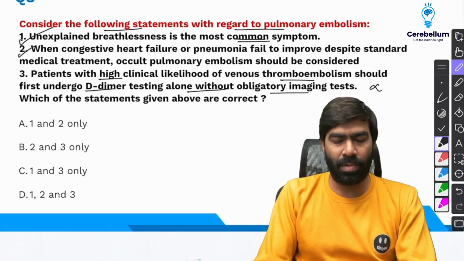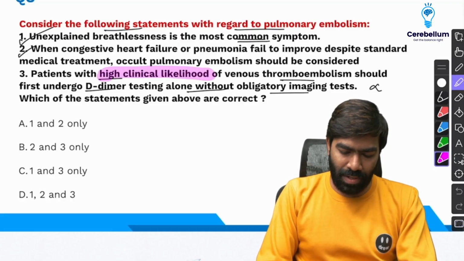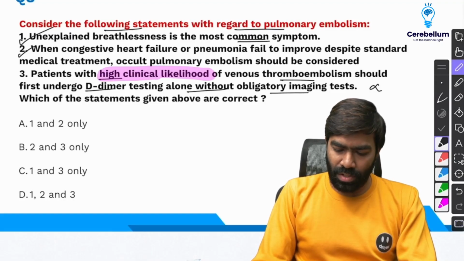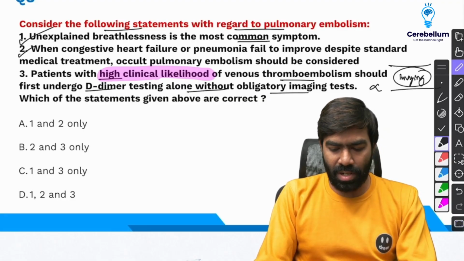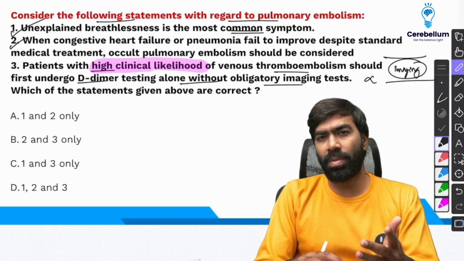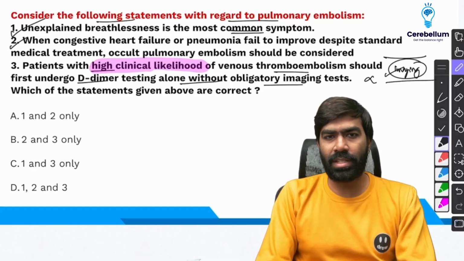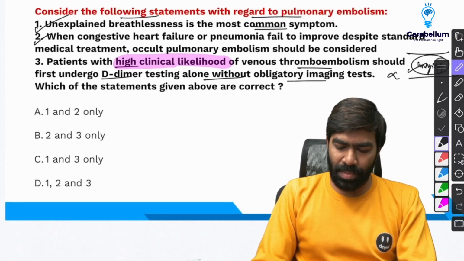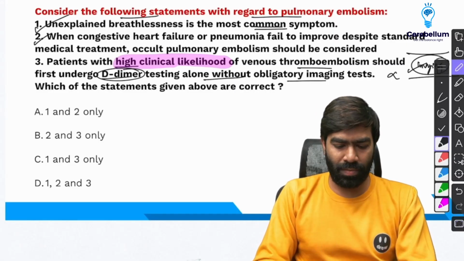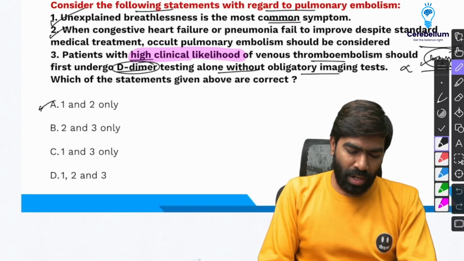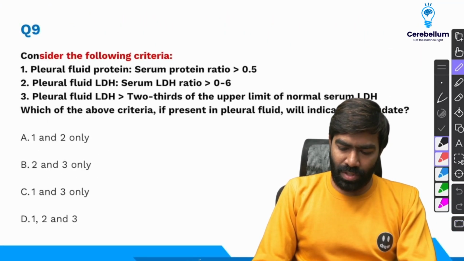This is a wrong statement because in patients who are having high clinical likelihood by Wells criteria, these patients should undergo imaging. Like for example, a compression ultrasound if you are suspecting a DVT, or probably a CT pulmonary angiogram if you are suspecting a pulmonary embolism. So they should be undergoing imaging and not D-dimer testing. D-dimer is only for patients who are having a low likelihood of venous thromboembolism by Wells criteria. So only 1 and 2 is correct. 3 is obviously wrong.